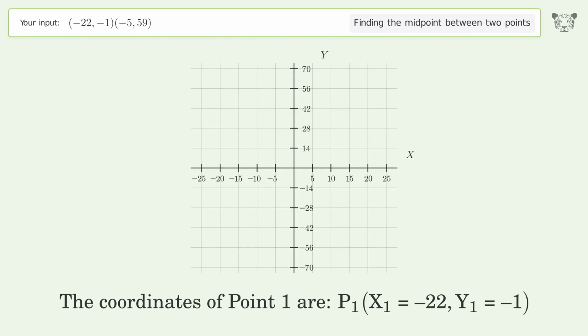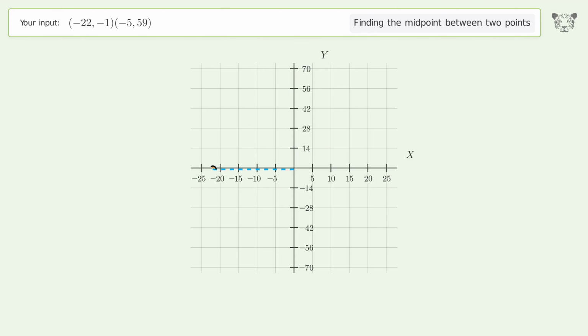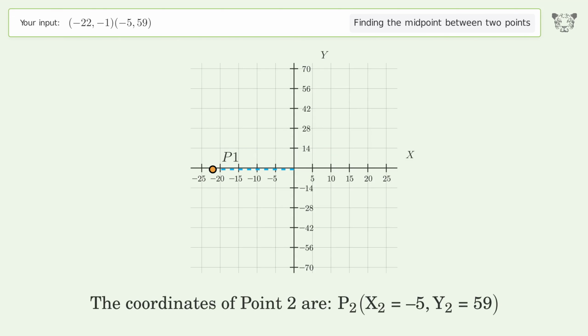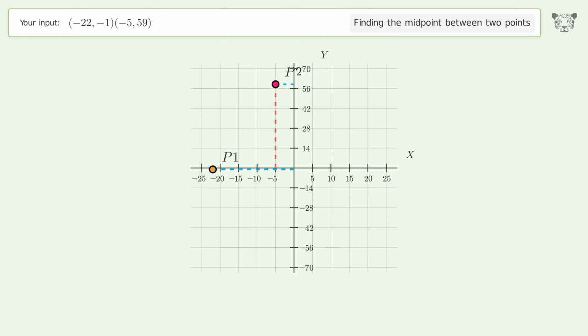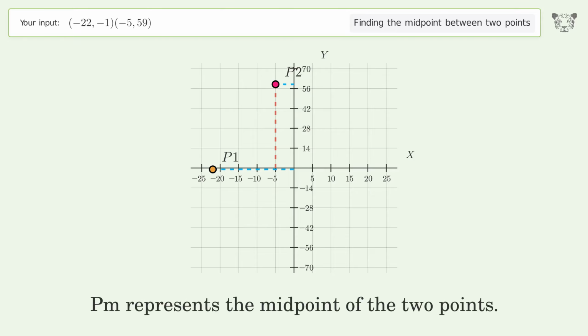The coordinates of point 1 are, x1 equals negative 22, y1 equals negative 1. The coordinates of point 2 are, x2 equals negative 5, y2 equals 59. PM represents the midpoint of the 2 points.